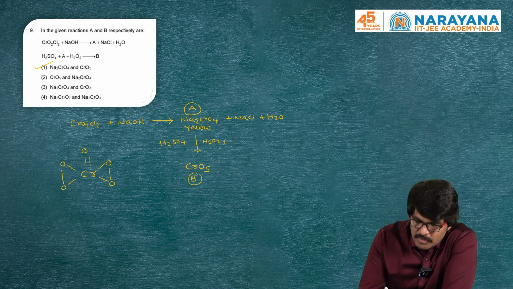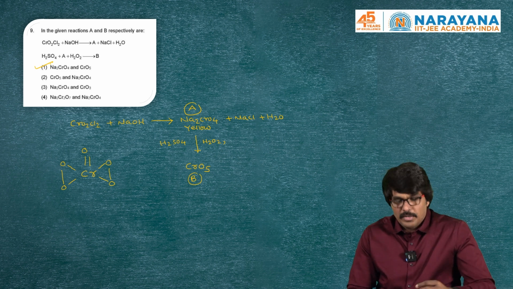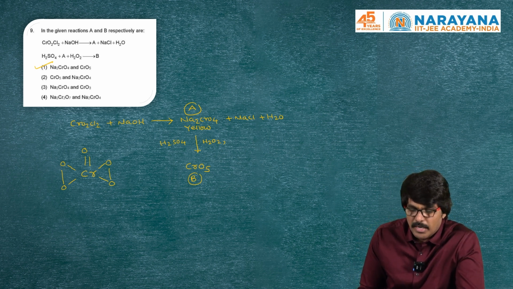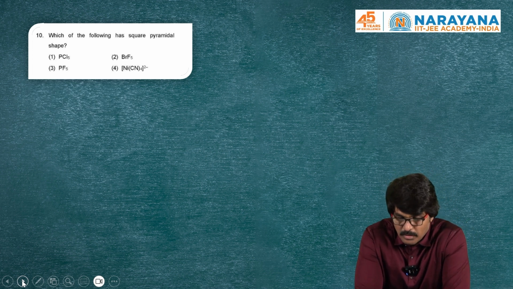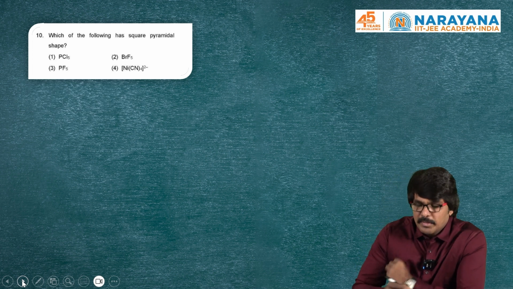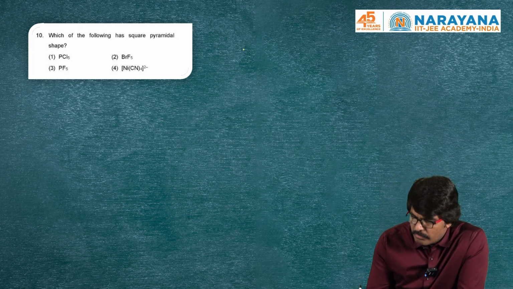So obviously the answer is the first option. A is sodium chromate and B is chromium peroxide. And the next one: which of the following has square pyramidal shape? Square pyramidal shape. So here square pyramidal shape is possible.